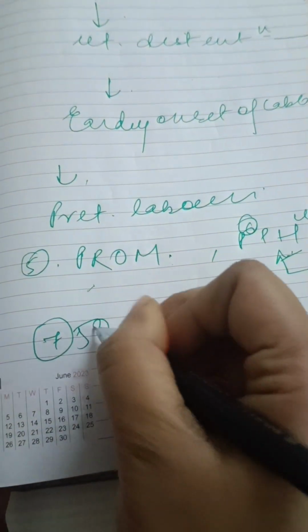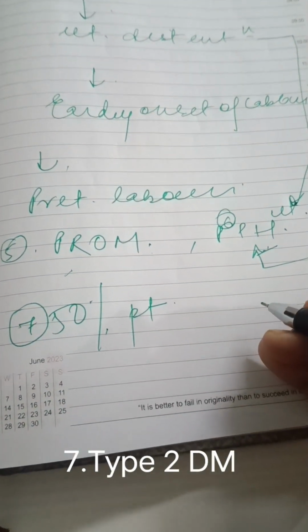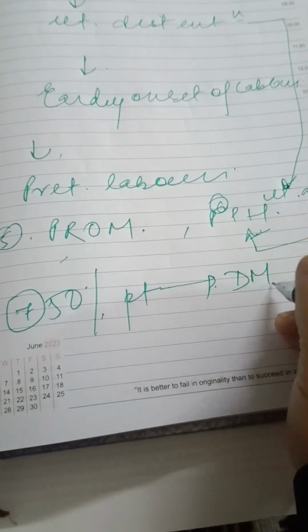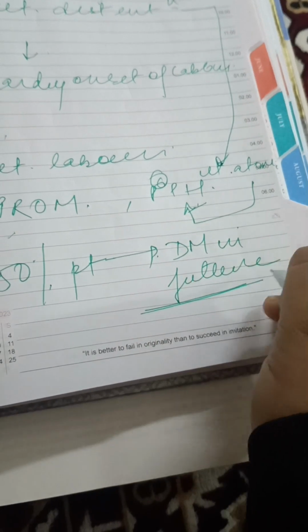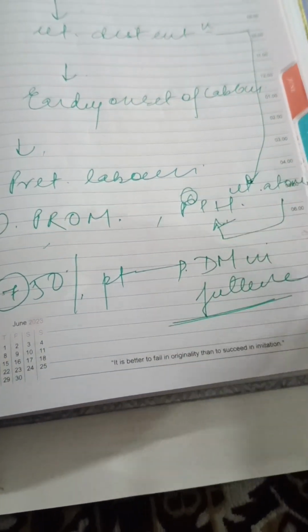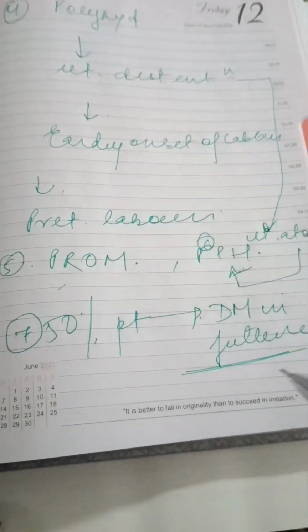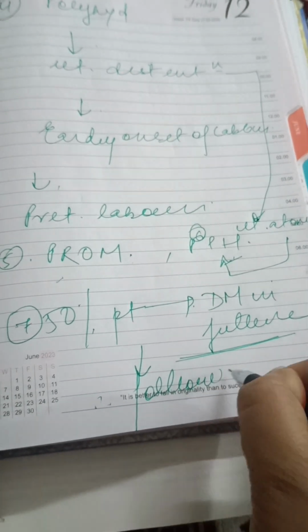Now, seventh: 50% of the patients who have GDM in their current pregnancy have chances of developing diabetes mellitus in future too. Therefore, patients with GDM should be regularly screened for blood sugar levels even after delivery. We'll talk in the next slides about how we'll monitor and all that. The main point is that follow-up should be done. Follow-up is necessary.